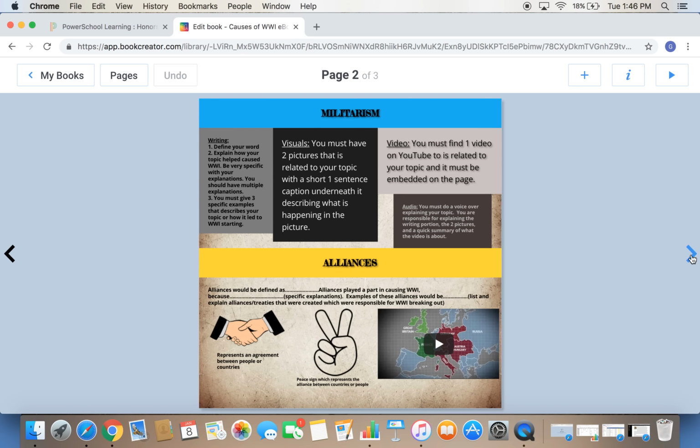The 4th requirement that you must have is a video. You must find one related video on YouTube, and you must embed that video on your page, and it has to do with your topic. Your video, everyone, needs to be 2 to 3 minutes. Nothing less, nothing more.